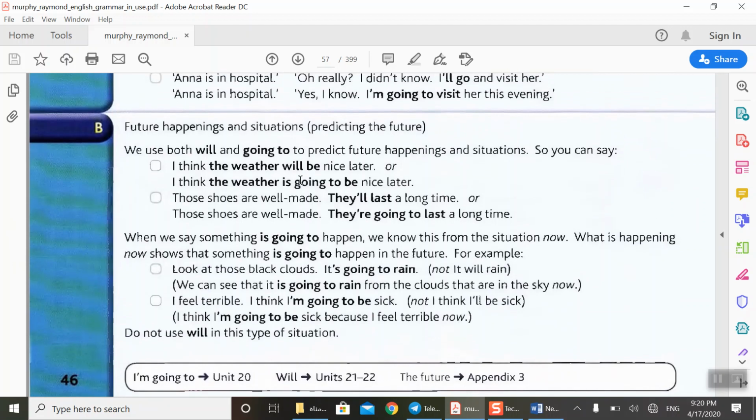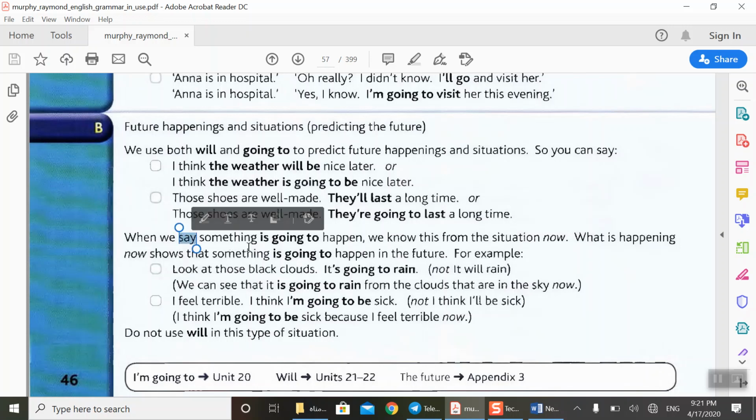Another difference, two differences, اختلافين. We use both will and going to to predict future happenings and situations. For example, we can say, I think the weather will be nice later, or I think the weather is going to be nice. When we say something is going to happen, we know this from the situation now. What's happening now shows that something is going to happen in the future. Okay, معنى ثاني استعمال هذا.